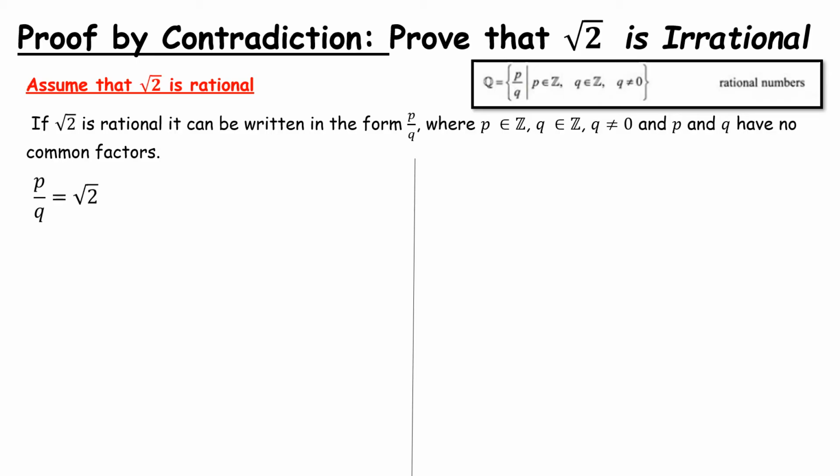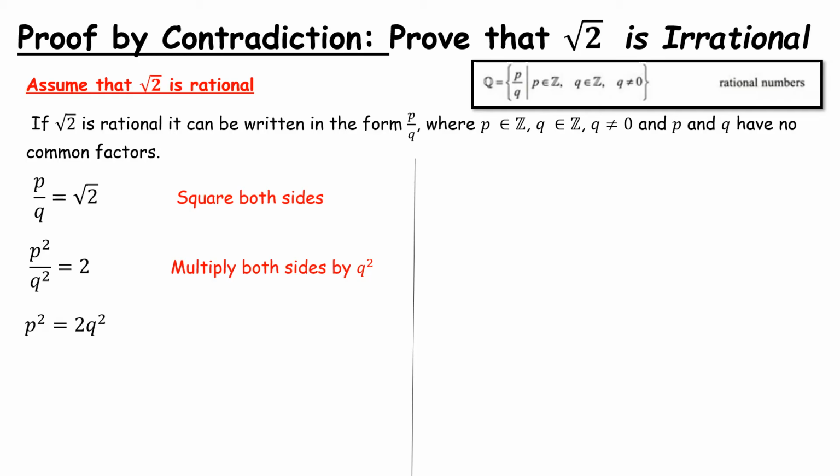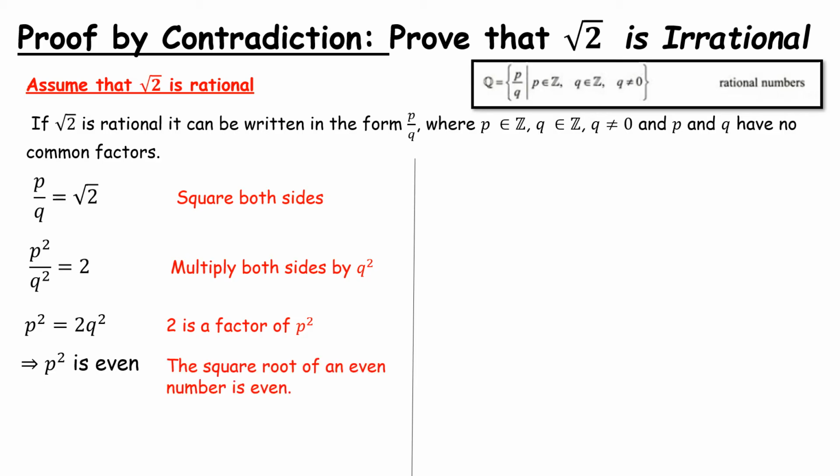So we're going to start with letting P over Q equal root 2. To get rid of that square root, we're going to square both sides. So we get P squared over Q squared equals 2. To get rid of that fraction, we're going to multiply both sides by Q squared, which gives us P squared equals 2Q squared. So 2 is a factor of P squared, which basically means that 2 can be divided in, which defines P squared as being even. And if P squared is even, the square root must also be even, which gives us that P is even.